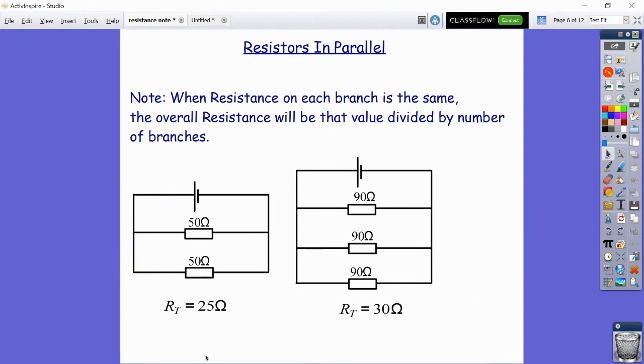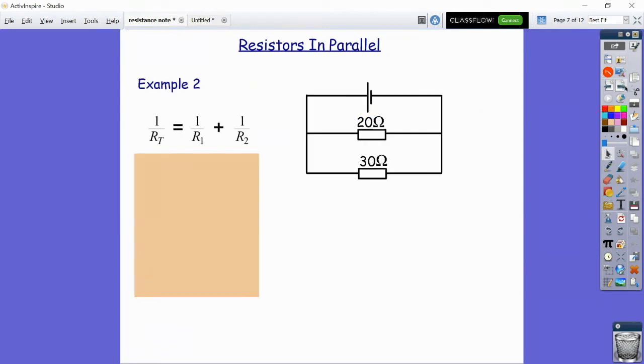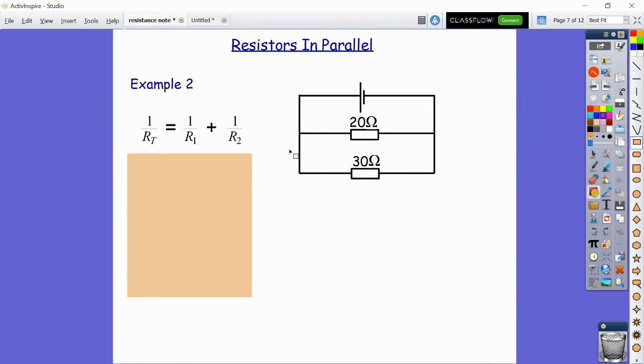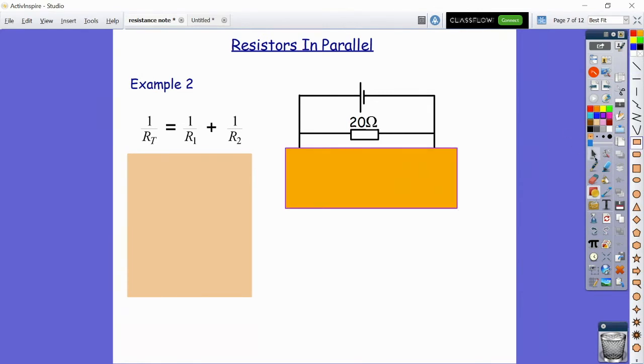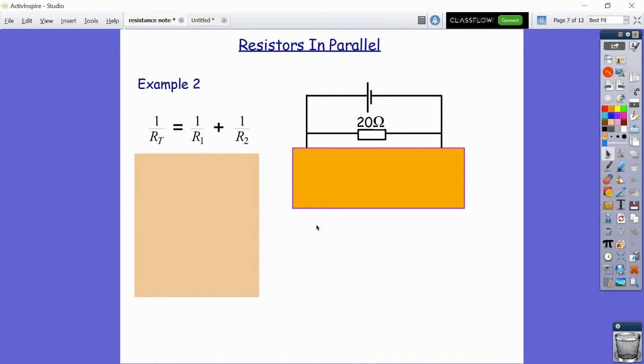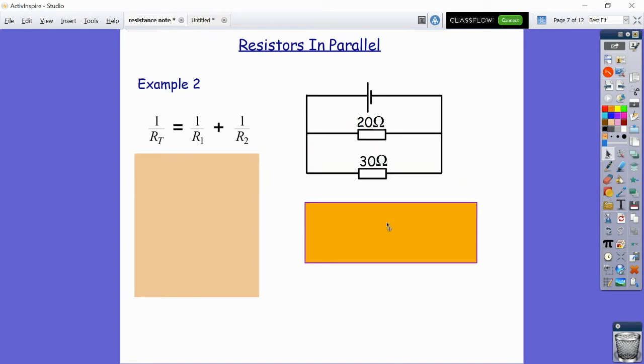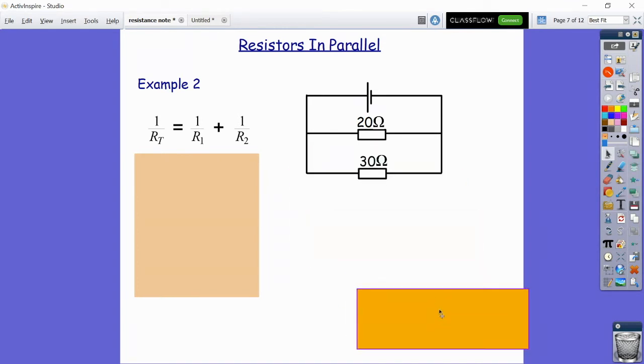Both looking right, because adding a resistor in parallel has decreased the overall resistance of the circuit. Okay, so let's have a look at when they're not the same value now. We can't just use that kind of quick method. I know that it has to be less than 20, because if that was our circuit, it's got a resistance of 20. So here we've added a resistor in parallel, that has to have decreased that total resistance.